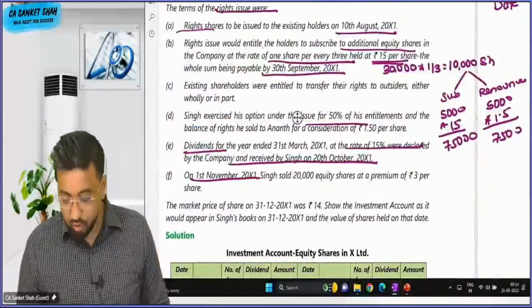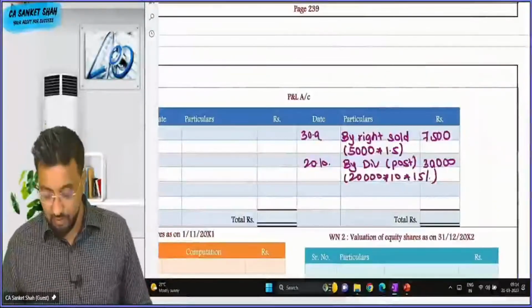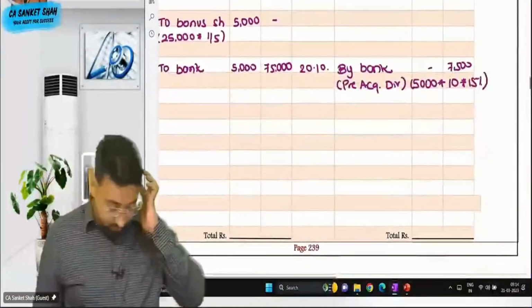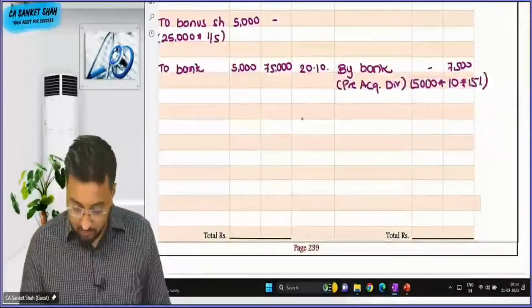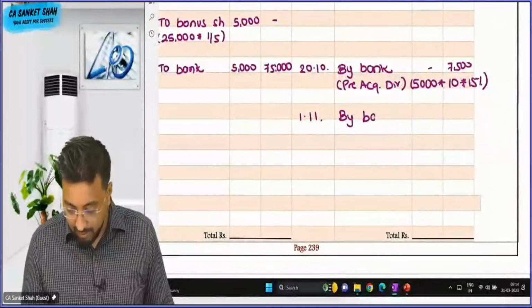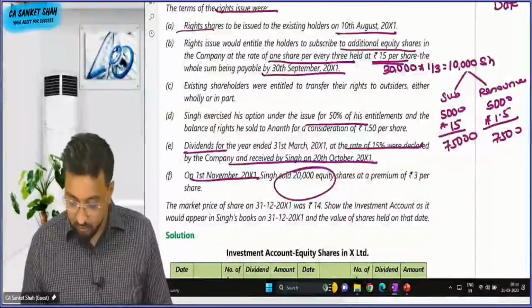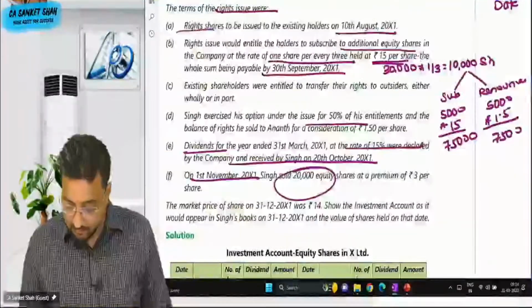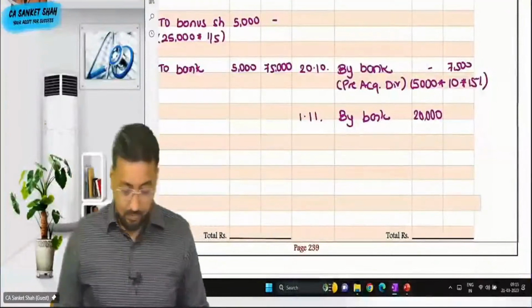On 1st November, Singh sold 20,000 equity shares. Okay, so pre-acquisition or post-acquisition we are done with. Now, Singh sold 20,000 shares on 1st November, by bank. How many shares? 20,000 shares at rupees 3 per share premium, so 13, 2,60,000.